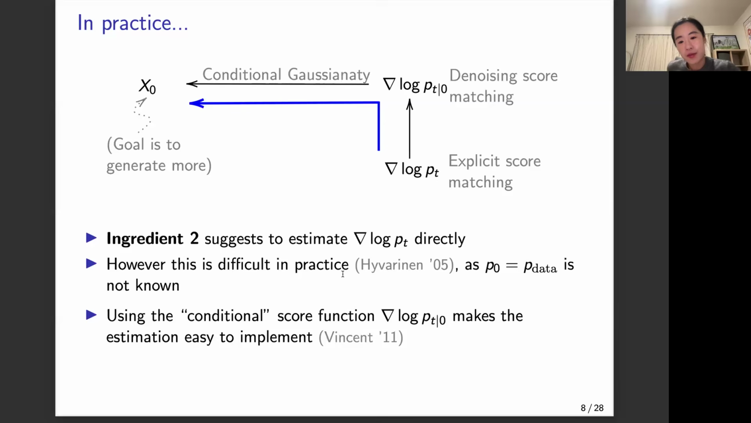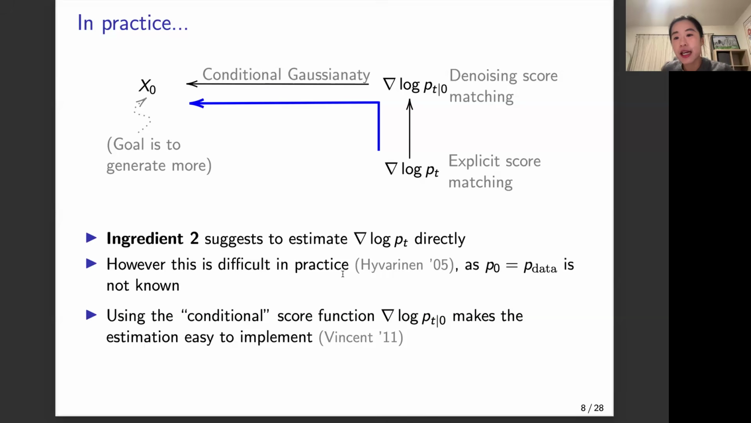Then what has been developed in the literature is: how about we decompose the gradient of log p and somehow learn the denoising score function, because conditional on what happens at time 0, we know the conditional transition law, because that's determined by how we specify the forward process.